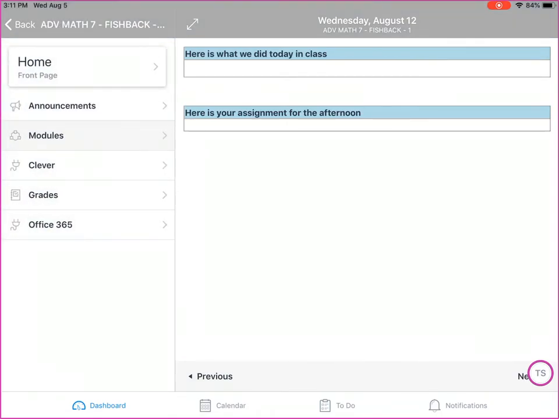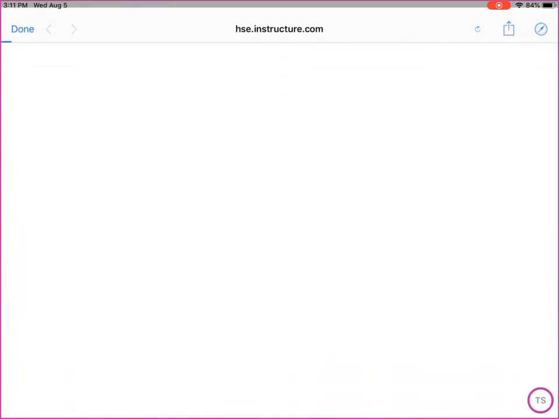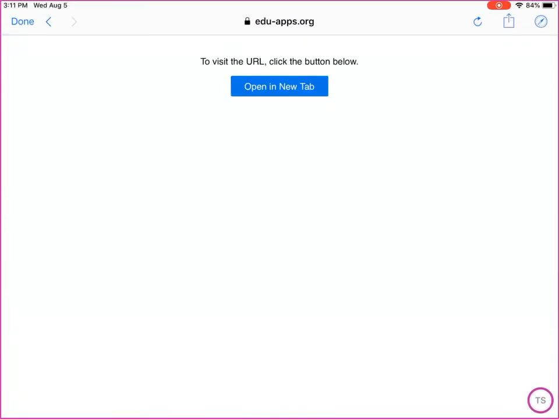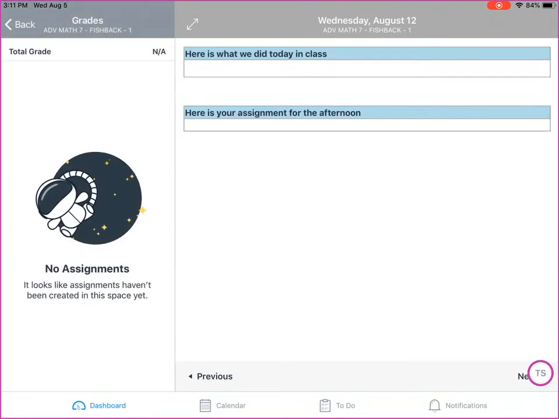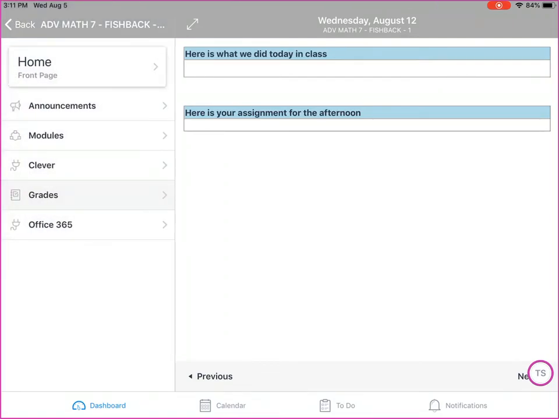Okay, right below modules, here's Clever. Hopefully you're familiar with that already, but if you're not, that's a website that you can go to log into several different apps and websites that we use in class. And then right below that is Grades. There are no assignments yet, so there obviously aren't any grades yet either, but if we had some assignments, this is where you could go to see your grades for those assignments.